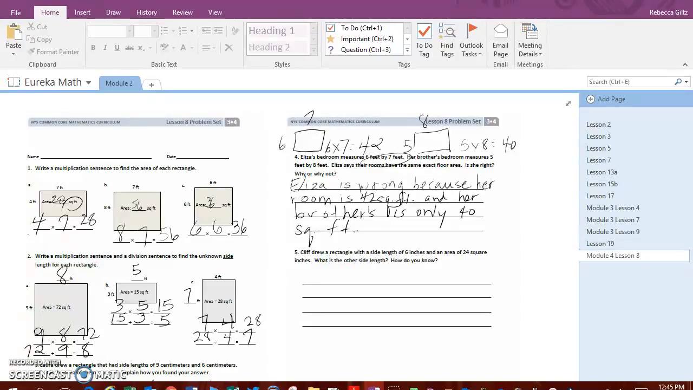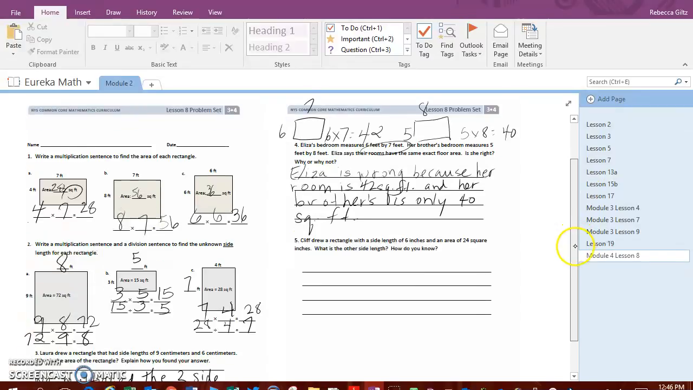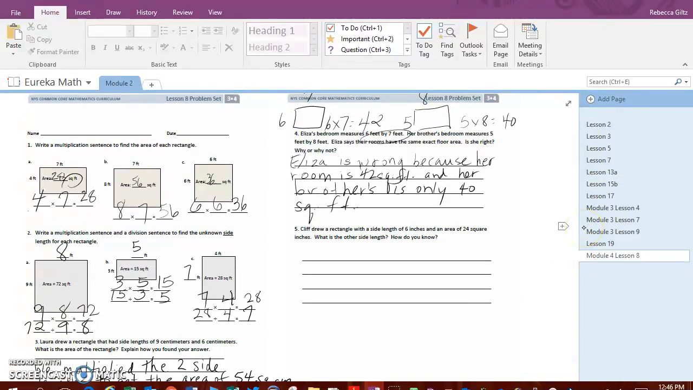If you need to pause this to catch up, go ahead. The last one says Cliff drew a rectangle with a side length of 6 inches and an area of 24 square inches. What is the other side length? How do you know? I always think it's easier just to draw your picture. You're going to be talking about a rectangle, a side length of 6 inches, and an area of 24 square inches. So this is like problem 2 on the other side where we know the area. So if you remember, we need to do a division problem. So we take the area, we divide it by the side that we know to get the missing side.